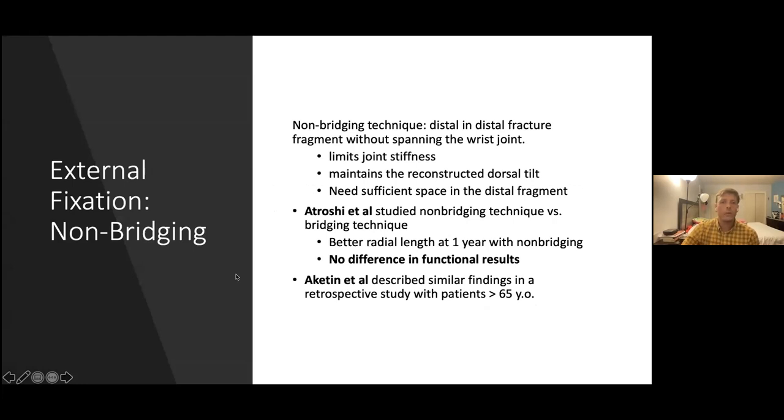So now we have external fixation non-bridging, meaning it does not cross the joint. In this case, the distal pinning, or distal screwing, goes through a distal fracture fragment without spanning the wrist joint. This limits joint stiffness and maintains the reconstructed dorsal tilt. However, you do need sufficient space in the distal fragment, so if that distal fragment isn't large enough, you're not able to use this approach. Atroshi et al. studied the non-bridging technique versus the bridging technique. Radial length was better with the non-bridging technique, but there was no difference in functional results.